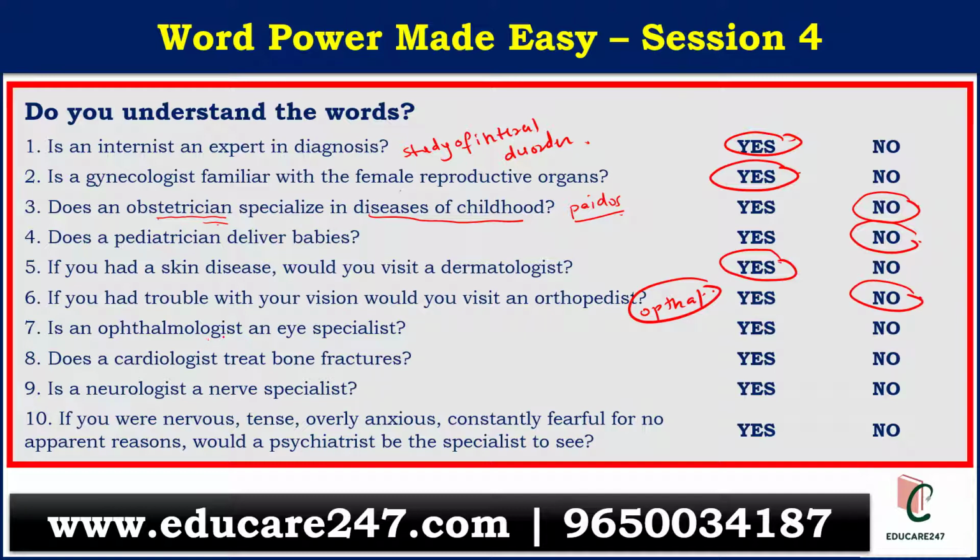Is an ophthalmologist an eye specialist? Yes, he is an eye specialist. Next, does a cardiologist treat bone fractures? No, it's basically relating to cardio, which is heart disease. So no. Is a neurologist a nerve specialist? Yes. If you were nervous, tense, over anxious, constantly fearful for no apparent reason, would a psychiatrist be the specialist to see? Definitely. So I'll just mark it yes.